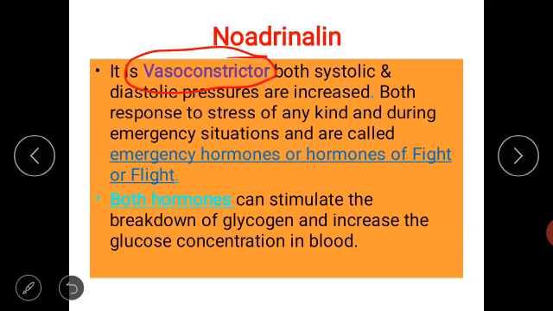Both hormones can stimulate the breakdown of glycogen. Glycogen is present in the liver as stored food material, and this increases the glucose concentration in blood. So they can stimulate the breakdown of glycogen and increase the glucose concentration in blood.